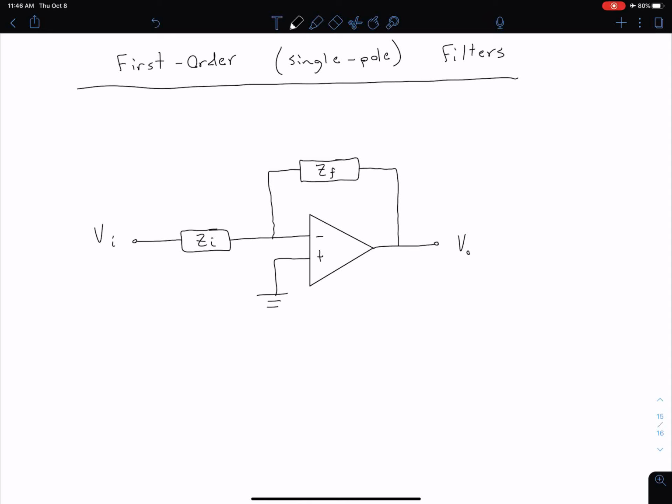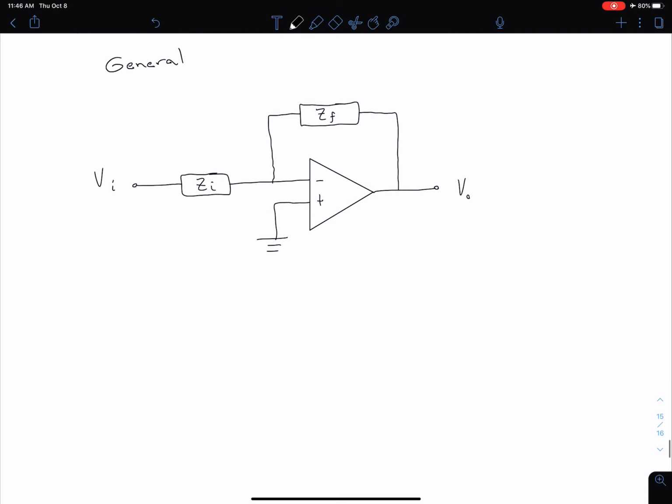So our first active filter we're going to look at is actually just a generalized first order or single pole filter. So this is going to be a general circuit, and we're going to come back in later videos and expand on this. You'll notice that this configuration with our op amp looks very familiar to what we have seen before. And so this is actually the same as our inverting configuration that we saw in our op amps unit.